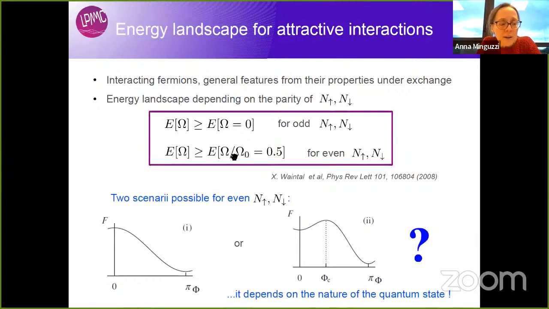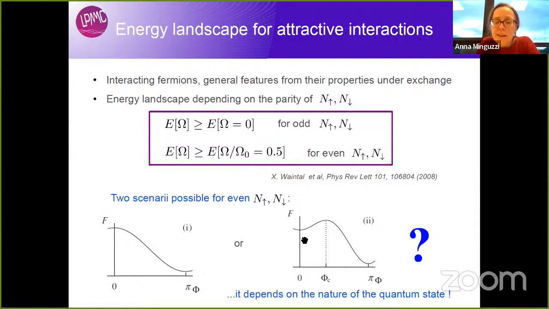Then there is a very important theoretical question that was raised in this work by some of my collaborators, a research group in Grenoble, so my colleagues. If you take in particular even particle numbers, even numbers of spin up and down particles, then they demonstrated that the energy is always larger or equal to the one at omega over omega zero equal one half. They used the notation pi here, but nothing is said at zero flux. And they were suspecting two scenarios, either a maximum or a minimum at zero flux.